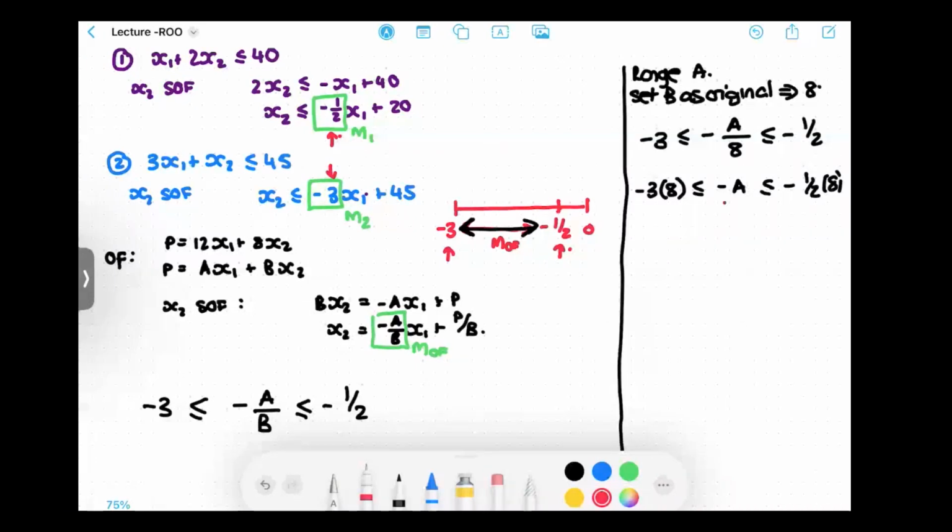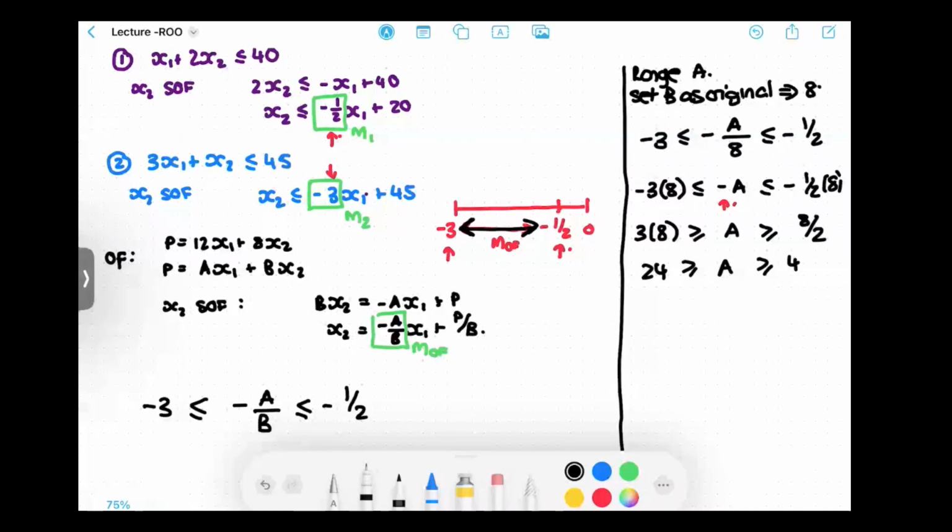Then we're going to multiply through by the negative. And remember, whenever we multiply through by the negative, we change the signs. So we're going to have 3 times 8 must be greater than equal to A, which is greater than equal to 8 upon 2. And now we can just go ahead and simplify it. So in this case, I have to remember my multiplications. 8 times 3 is 24. And that is 4. So now we have the range of A.